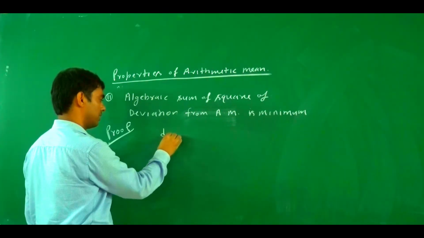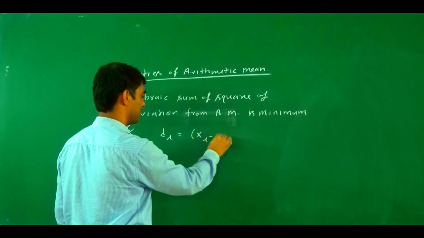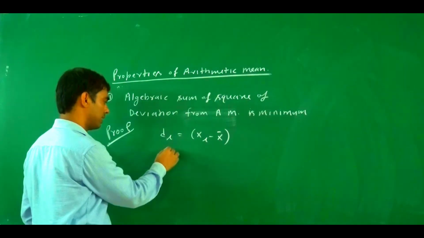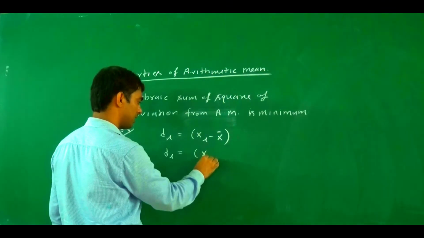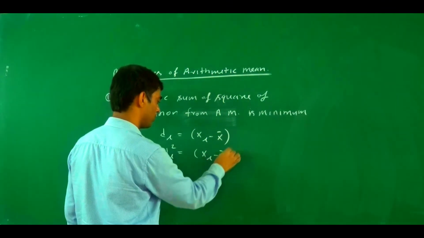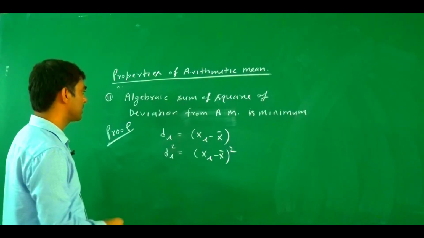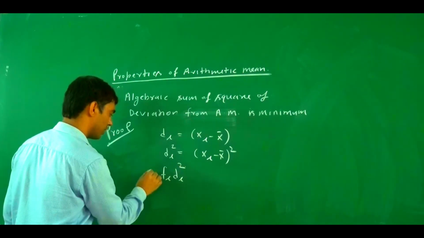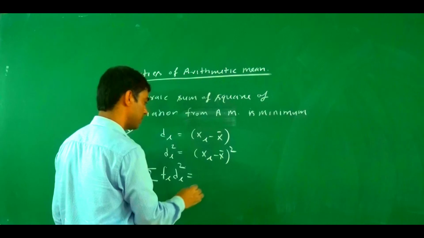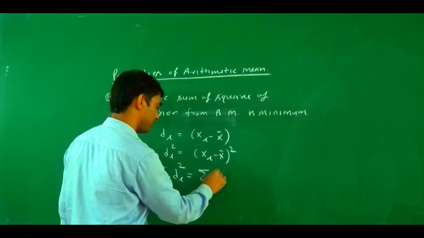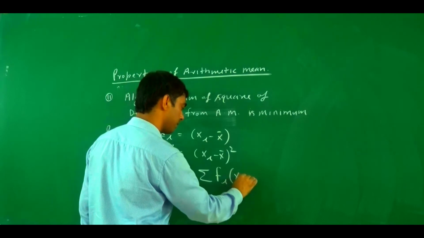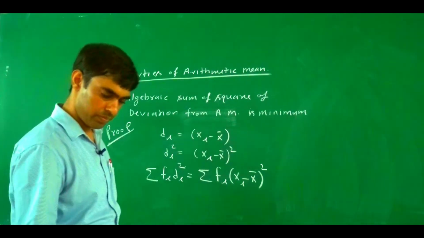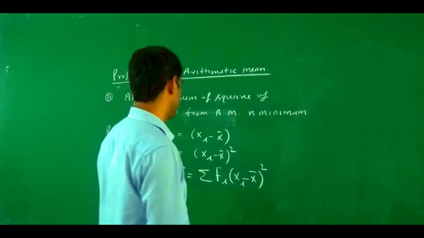Di equal, if di equal what? Xi minus x bar. So the algebraic sum of a square of a deviation. So di square equal what? Xi minus x bar whole square. So algebraic sum means summation of fi di whole square equal what? Summation of fi, xi minus x bar whole square. So how we prove this one?